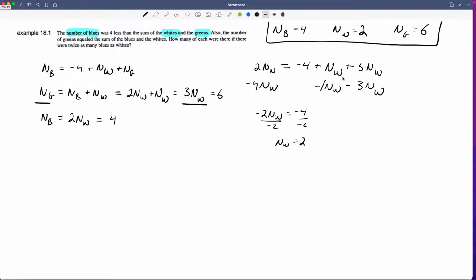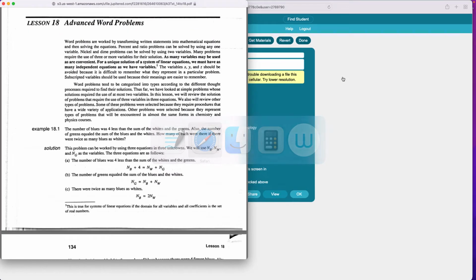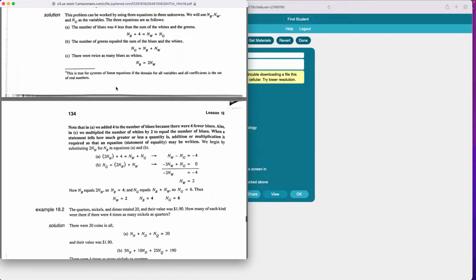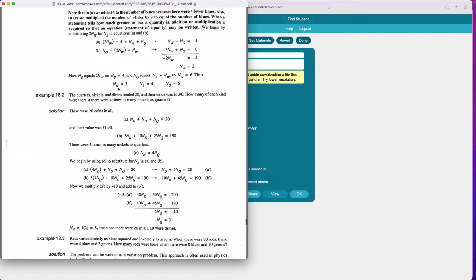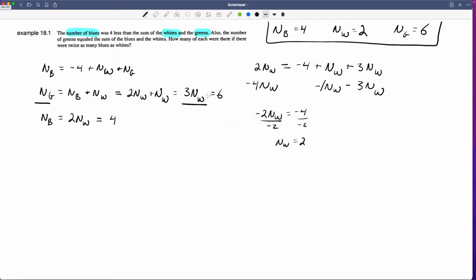And I'm going to check my book because I'm not on that same page. And let's see, and I think I can show you guys. Yes, so here we have the copy of the book. And if we scroll down, we can see the number of whites is 2, the number of blues is 4, and the number of greens is 6. So let's look at, I'm going to clear this page.